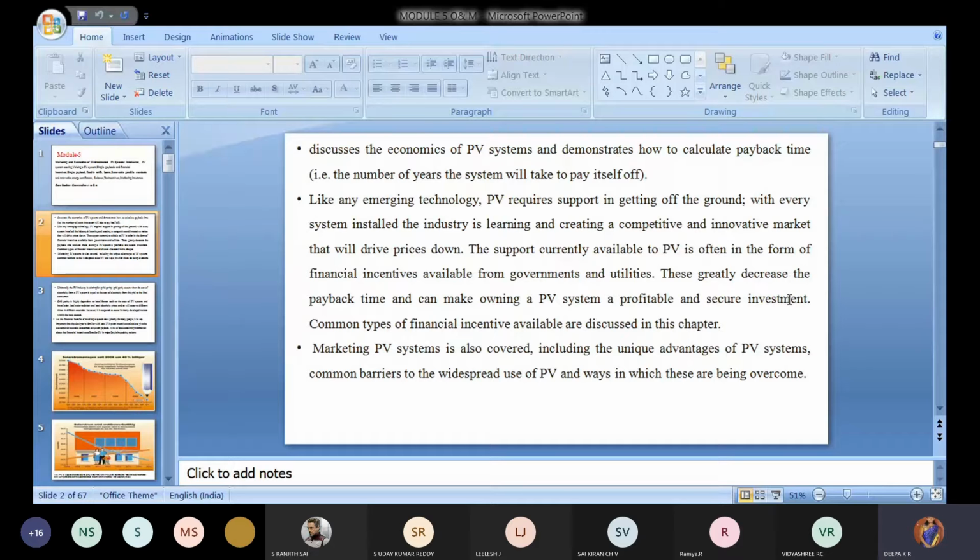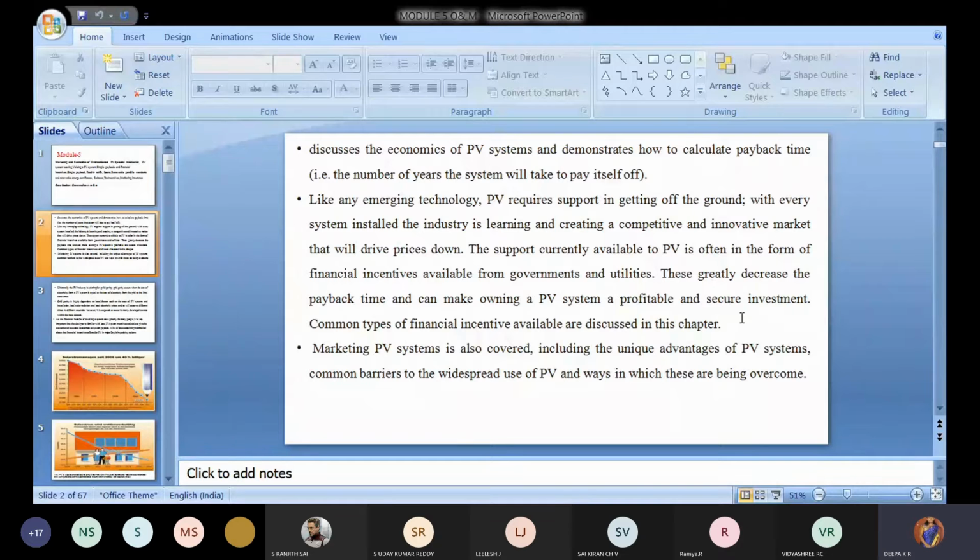So he feels secure, right? He will say, I am the owner of that vehicle. Whatever profit he gets, there is no need of giving to anybody. There is no other person or boss to whom he has to give this much money every day or monthly. No one is there. So minimum for the first 2 to 3 years, he has to pay. That's what they say. The payback time will decrease, and definitely it will make owning a PV system a profitable and a secure investment.